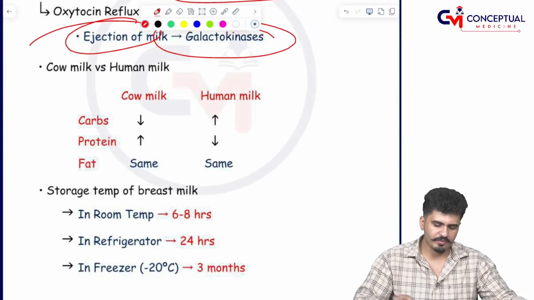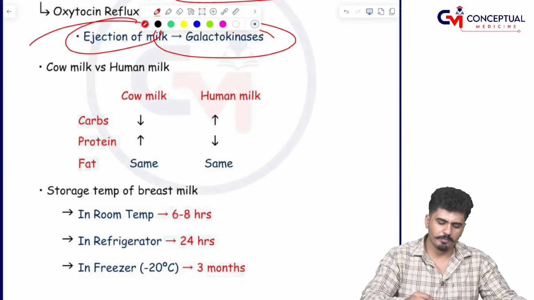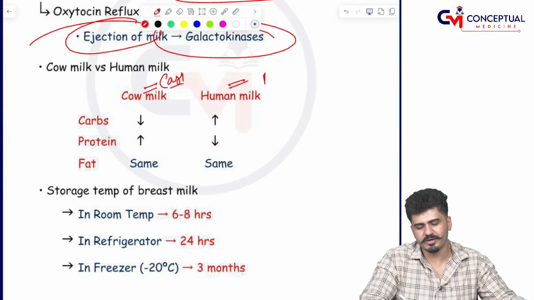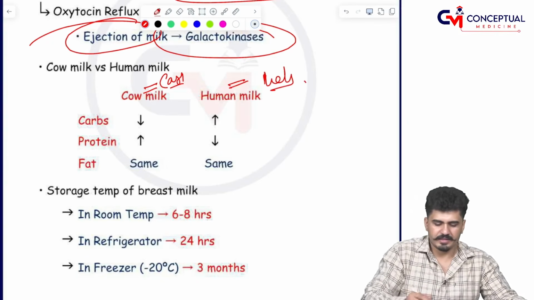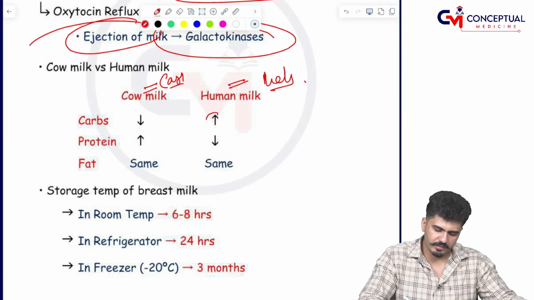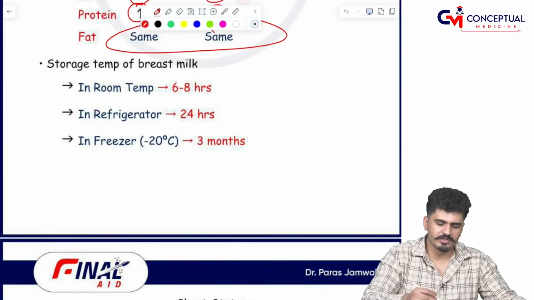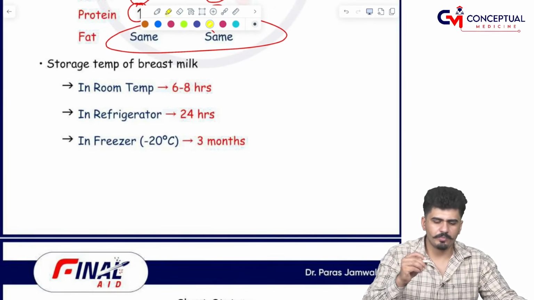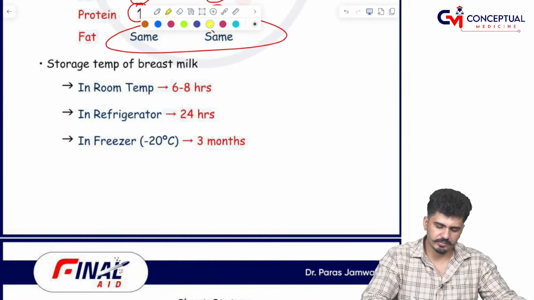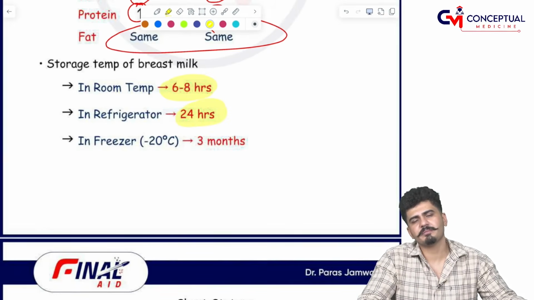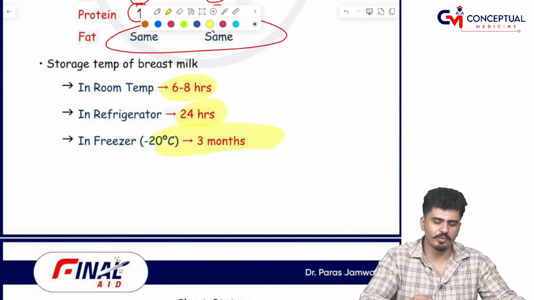Sir. Now cow versus human milk, if we say, sir, cow milk is having a protein called as casein and human milk is having a protein called as whey protein. Carbs are more in human milk. It is less in cow milk. Proteins are more in cow milk, less in human milk. Fat is approximately same. Now storage of breast milk is important. In the room temperature, you can store it up to 6 to 8 hours. In the refrigerator, it is 24 hours. In the freezer with the -20°, you can save up to 3 months.